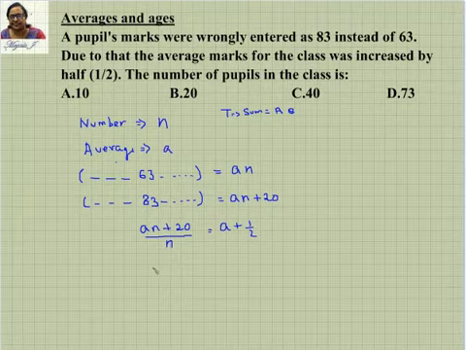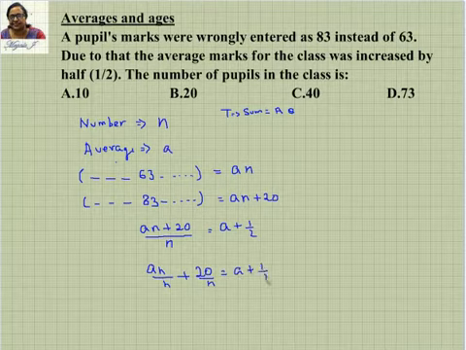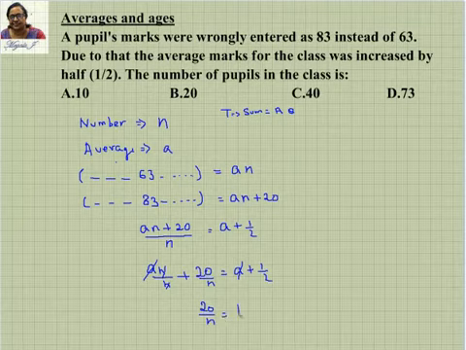So I'll just split this: A n by n plus 20 by n equals A plus 1 by 2. So this will get cancelled, and also this A and A will get cancelled. So finally, what you have is 20 by n equals 1 by 2, or we can say n equals 40.